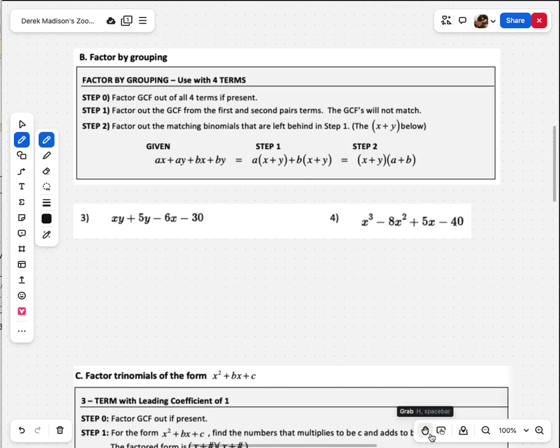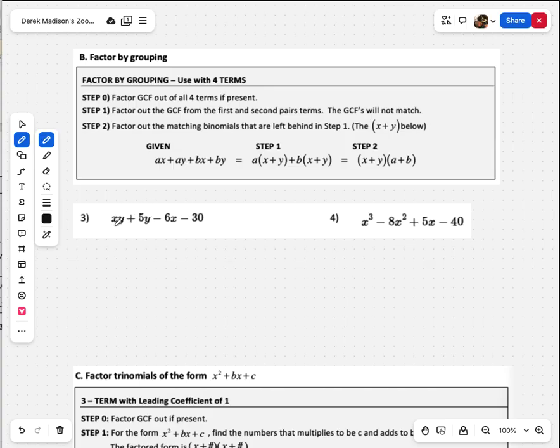Factoring by grouping. So this is a technique that we use when what we're trying to factor has 4 terms. So anytime we see a 4-term problem, and by that I mean 1, 2, 3, 4 terms, it's got to be a grouping problem. It's the only technique that we have at this time. So step 0 is always factor out the GCF if there is one.